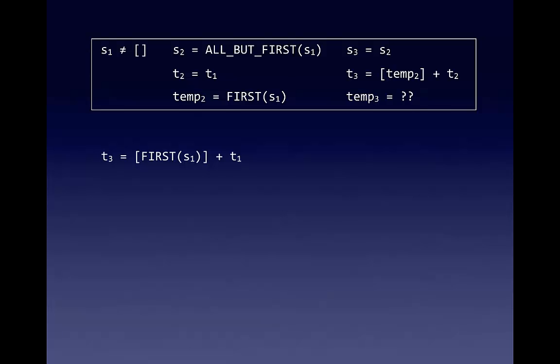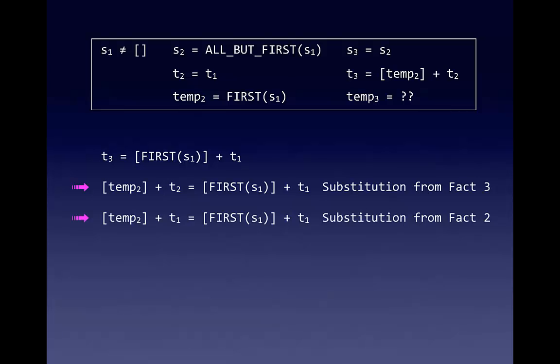Notice that one of the facts in fact 3 says that T3 equals the sequence containing temp2 concatenated with T2. Let's use that fact to replace T3. Now we have a singleton sequence plus some value of t on both sides of the equation. Well, guess what? In fact 2, we have the fact that T2 equals T1. So let's replace T2 by T1.